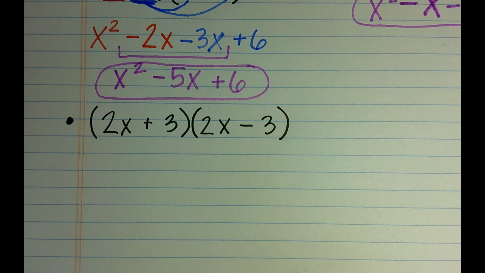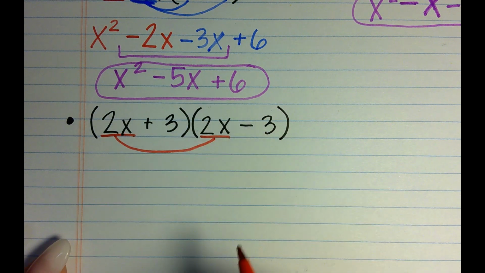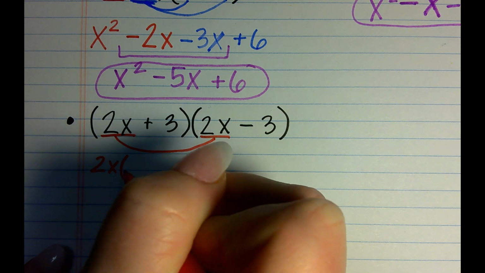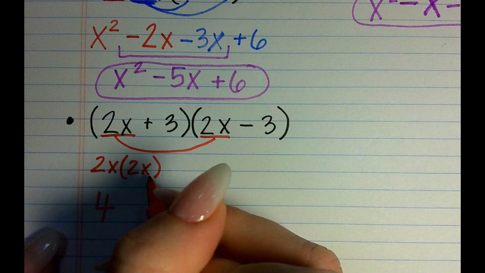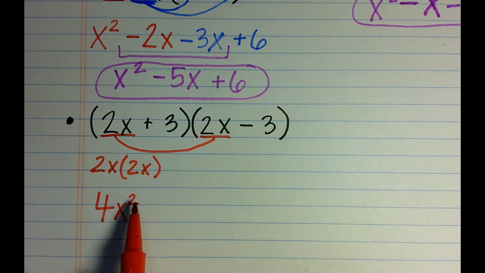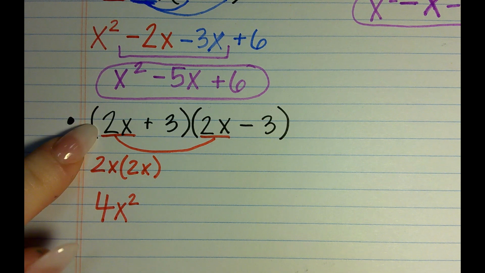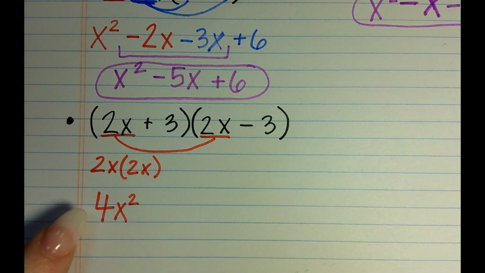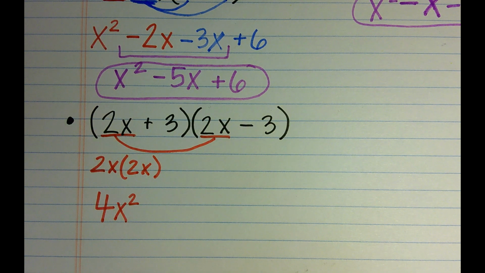2x times 2x. Perfect. 2 times 2 is 4, x times x is x squared. So we'll get 4x squared. Same as all the others, we're still getting x squared as our first term. We have a 4 in front of it now because there were numbers involved. But that first term, as long as we start with an x and an x, should always come out to be x squared.